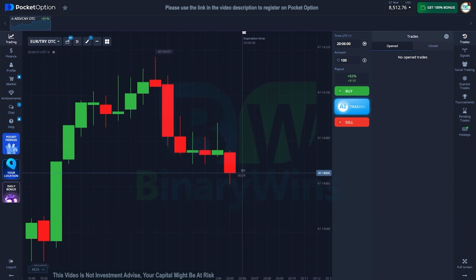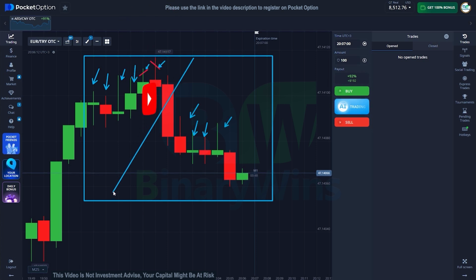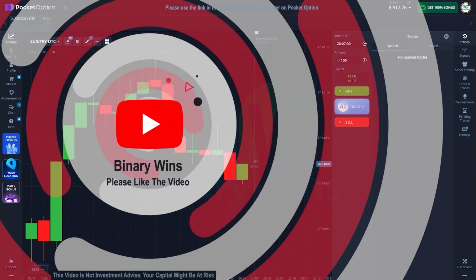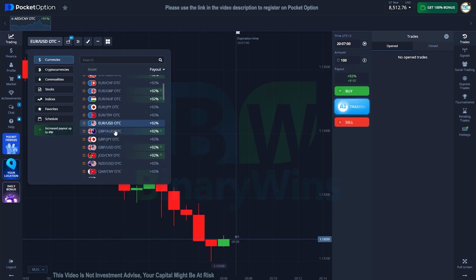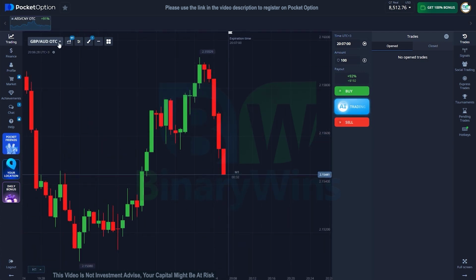For example, look at this chart. In a small range of 20 candles, we have a lot of indecisive and weak candles. This means that we are in a bad market here and we should not trade. So we always look for normal and healthy charts to trade. Same here.